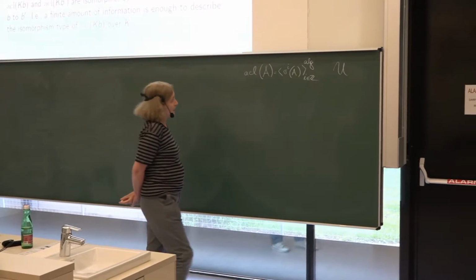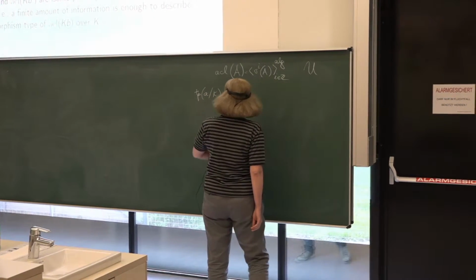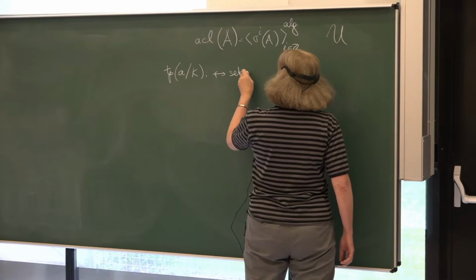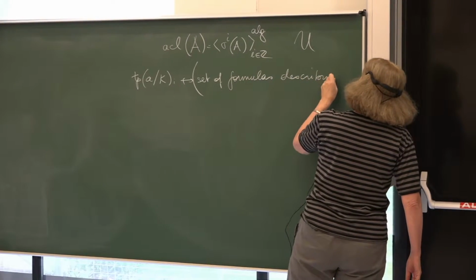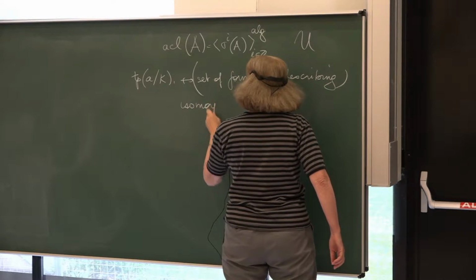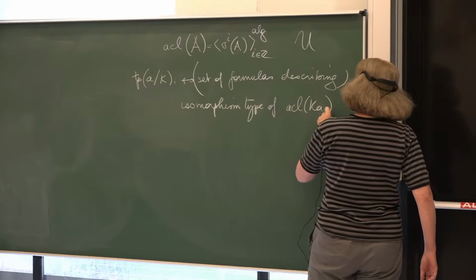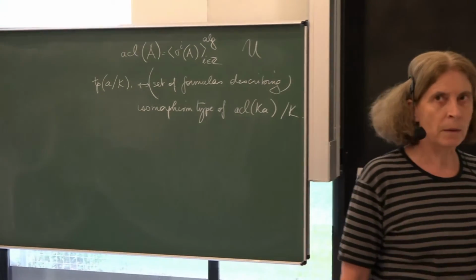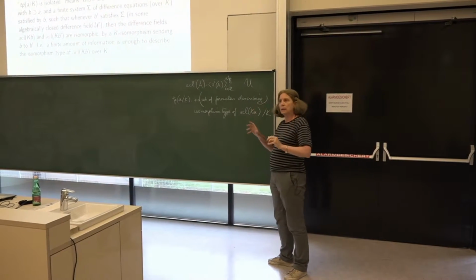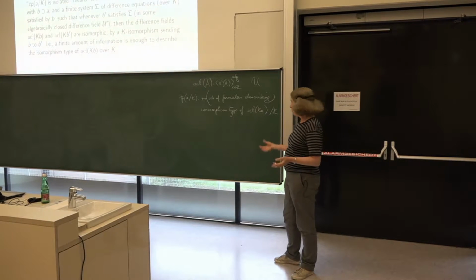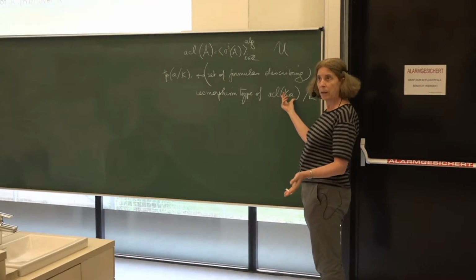Right. So what's happening is that the type of A over K will be a set of formulas describing the isomorphism type of ACL of K(A) over K. All right? So I'm taking the difference field generated by A over K, I look at its algebraic closure, and then I'm describing what sigma does to that, okay? So of course, this type will contain, for instance, what kind of difference equation with coefficients in K my A will satisfy, okay?